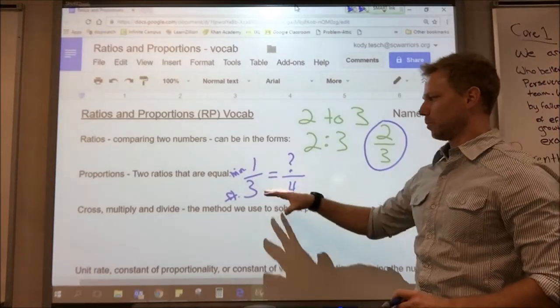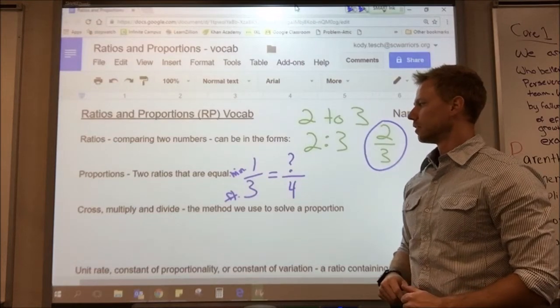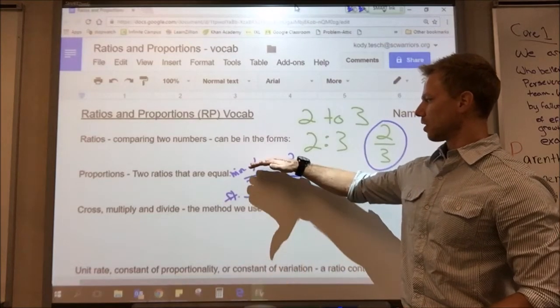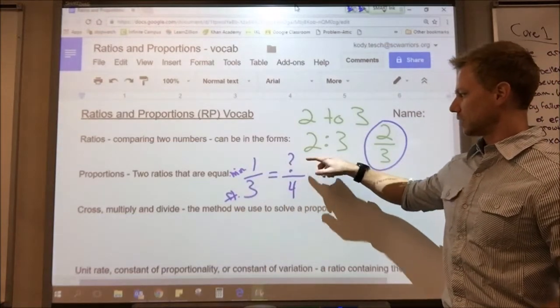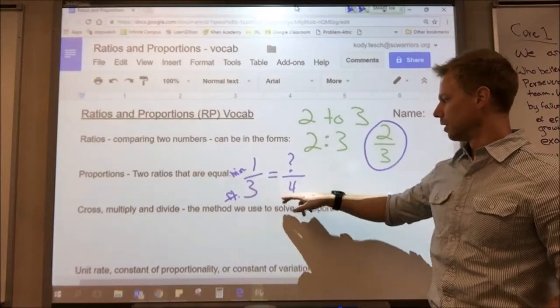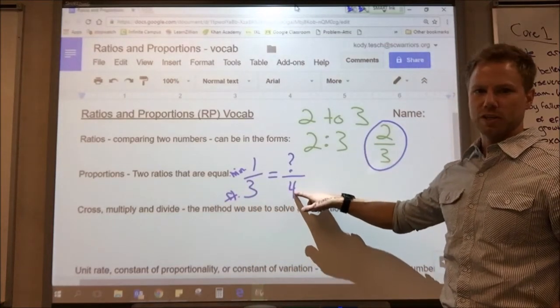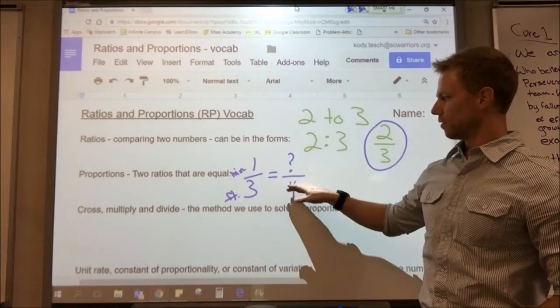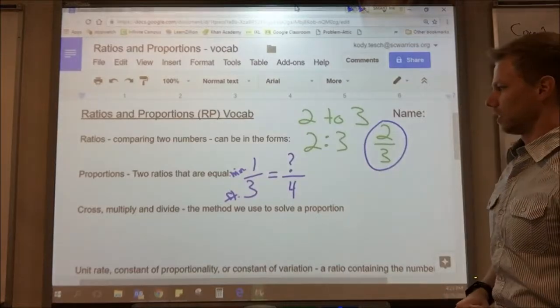Okay, as we set up our proportions, our labels are going to be very important. All right, if we put minutes on the top, we have to make sure that minutes stay on the top. So our answer would be in minutes. If we put feet on the bottom, we need to make sure the number we put over here is also feet. We have to make sure we have the numbers in the right place according to the labels that we've given them.